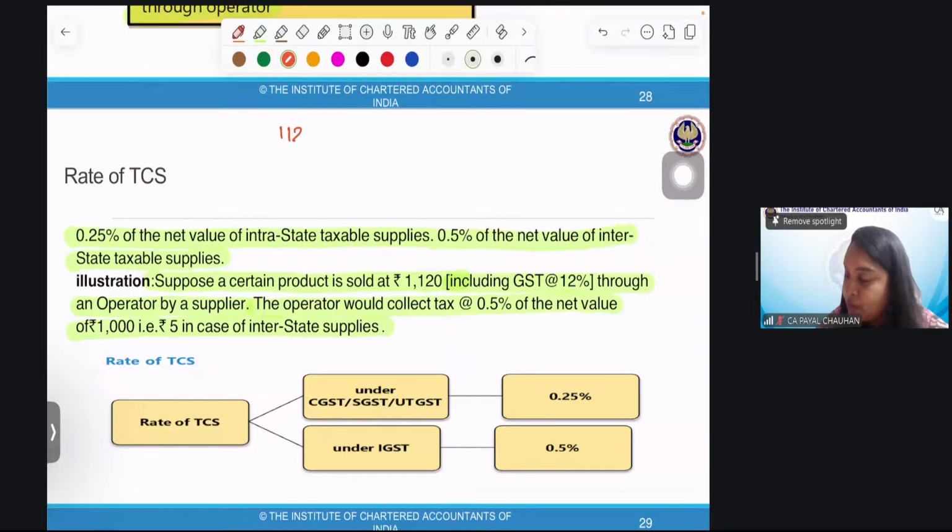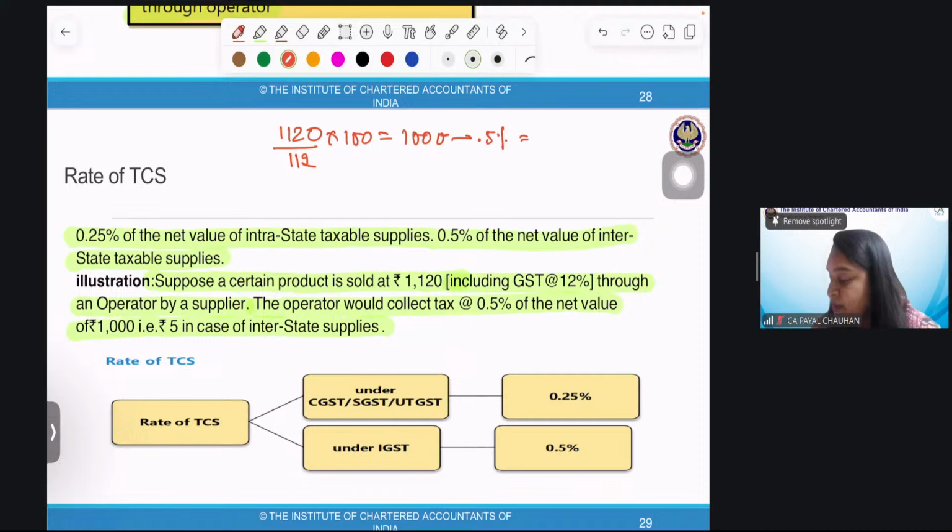See, what I collected, 1120. And 12% is the GST rate. That means this is 112. What will be 100? Rupees 1,000. And 0.5% will be 5 rupees. That is the TCS under section 52. Did you people understand? Again, on the GST element, TCS is not applicable. Everyone got it? Perfect. Shall I proceed further?